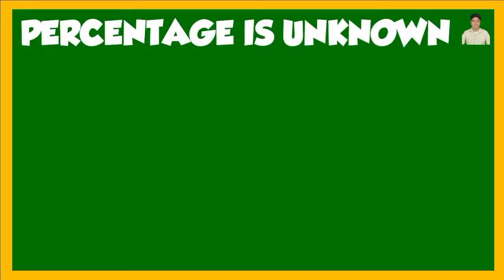So after identifying the percentage, rate, and base in a given problem, we are now ready to discuss the unknown. So, una muna natin dito is percentage. What if percentage is unknown in a given problem? How are we going to solve for it?